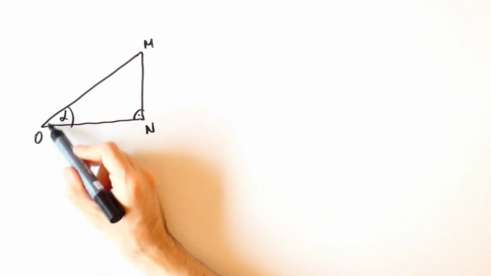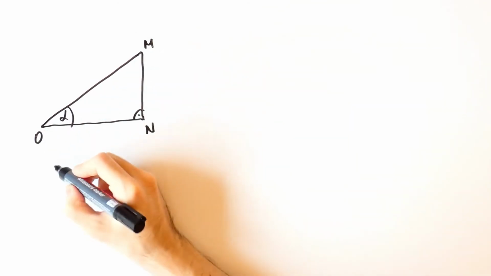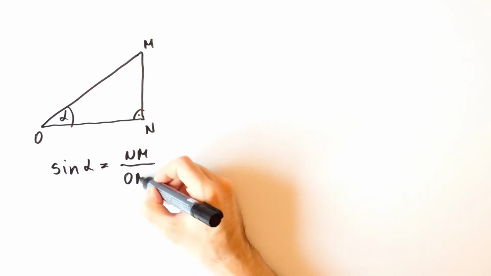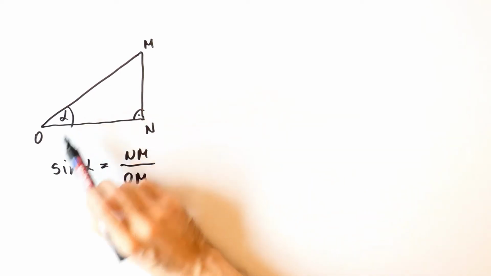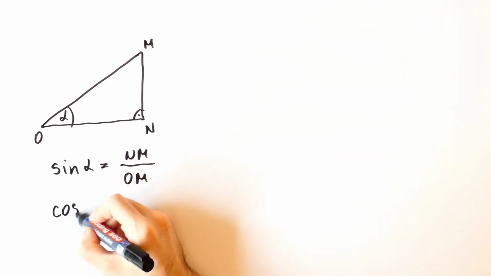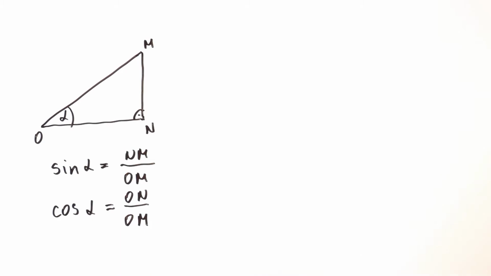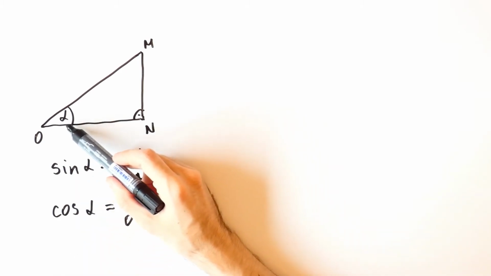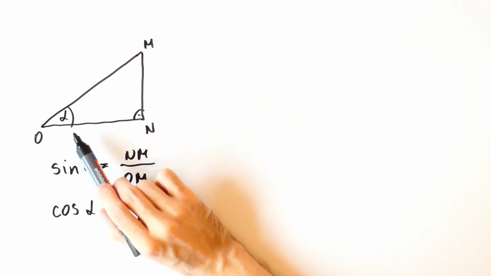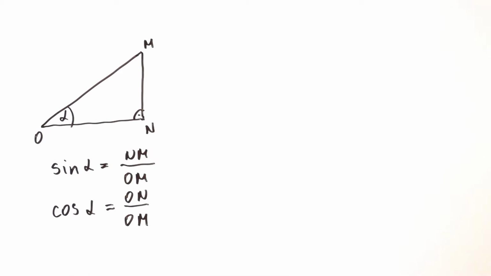We define the sine of alpha as the ratio of the opposite leg to the hypotenuse, and the cosine of alpha as the ratio of the adjacent leg to the hypotenuse. That is in the case when alpha is an acute angle of a right triangle. But what about angles that aren't acute? Can we define the sine and the cosine for them?